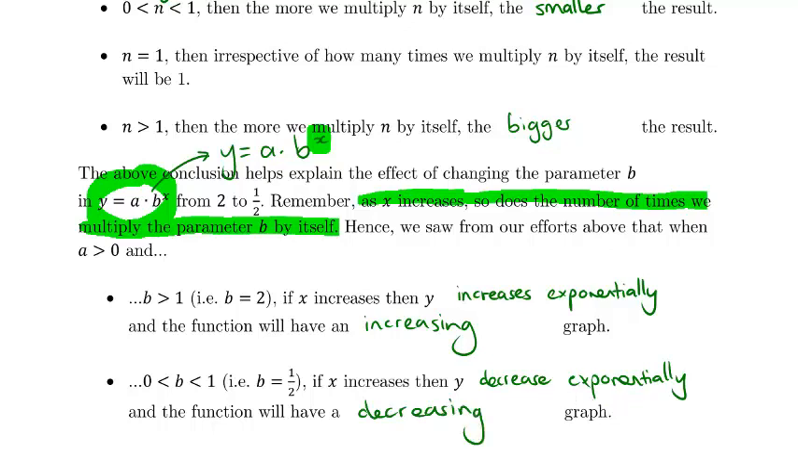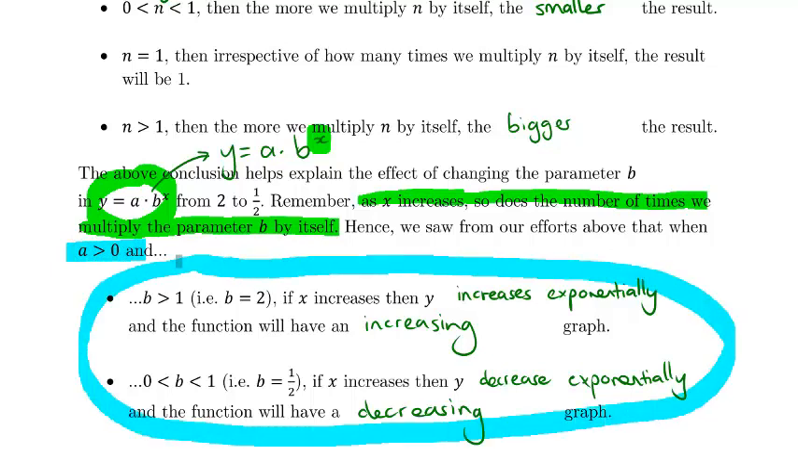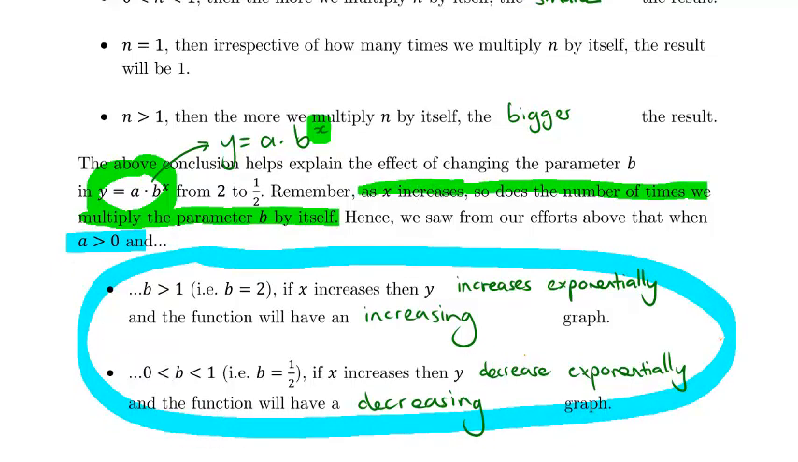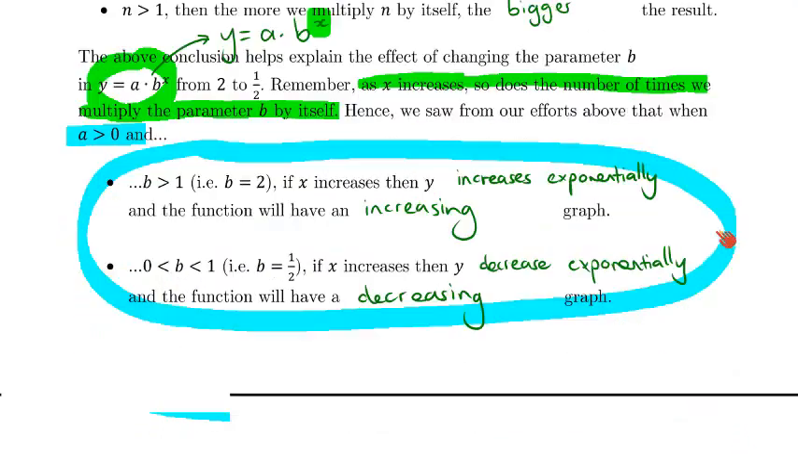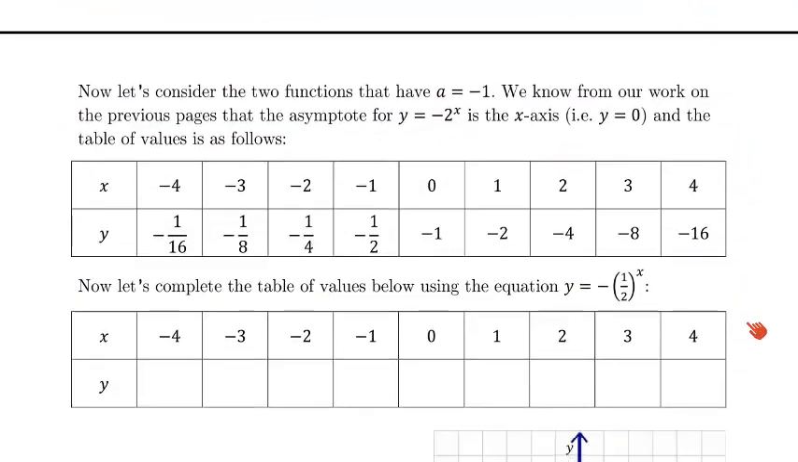Now, I need to point out once again, guys, that this is very specifically for when a is positive. These conclusions are made when a is positive, which obviously means that we should now investigate the effect of the parameter b for negative a values. So let's move on to those negative a values, guys.